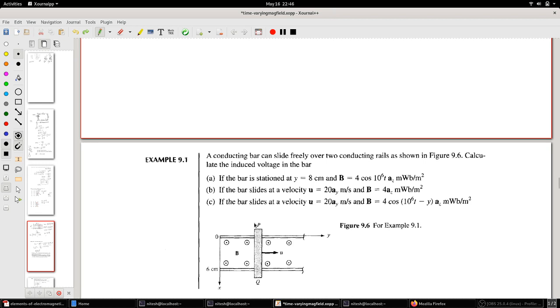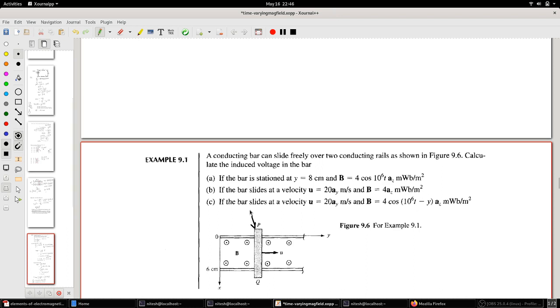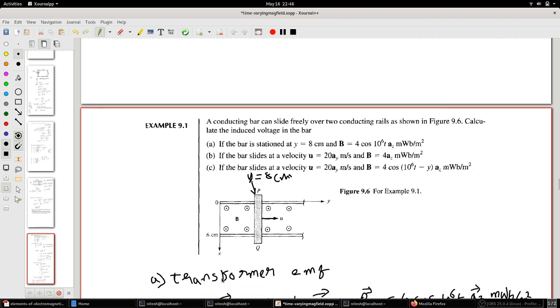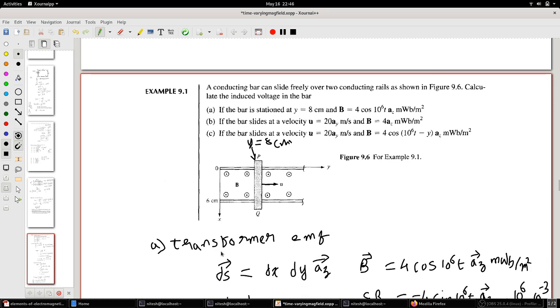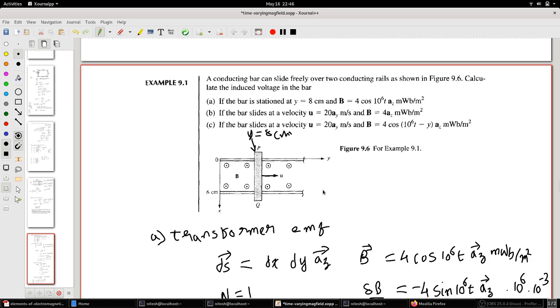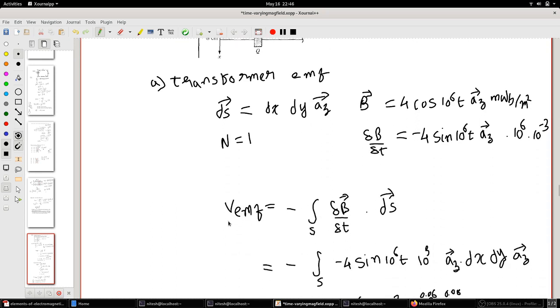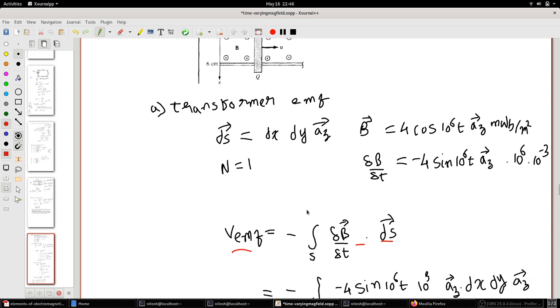What it is saying is this conducting rail here is stationary and it is stationed at y equal to 8 centimeters. This axis is the y axis and this is your x axis. So this is a case of transformer EMF. I know the formula for transformer EMF is V_EMF equal to minus del B by del t dot ds. N is 1 because it's only one loop.